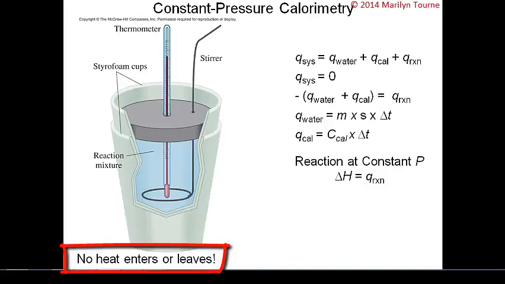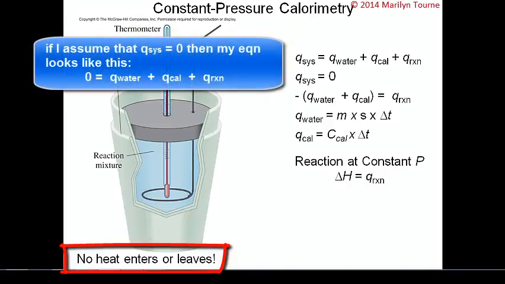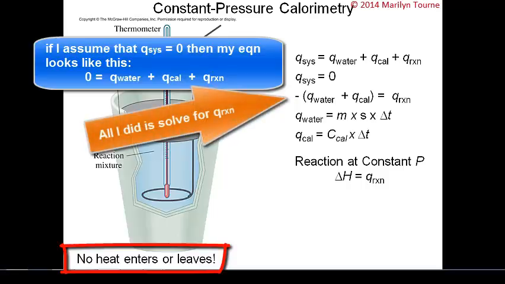So if I wanted to find the heat of the system, I've got to add up everything that's involved in here. I've got water, I've got this calorimeter, and I've got whatever heat is evolving from the reaction. But I know that no heat should enter or leave this system, so I'm going to say that Q system is equal to 0. And I would have 0 is equal to Q water plus Q cal plus Q of the reaction. I want to solve for the heat of reaction. That leaves me with negative parentheses Q water plus Q cal.